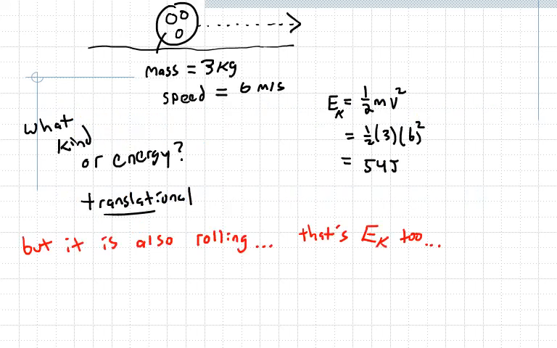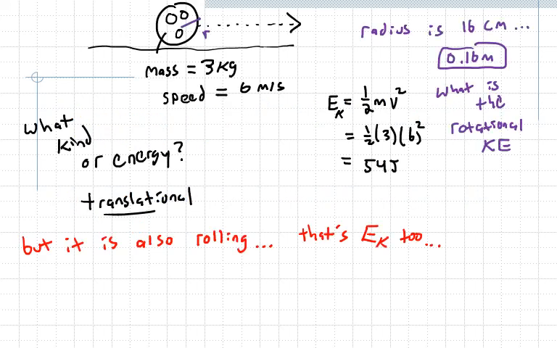So we can get the rolling energy. Let's say that the radius is 0.16 meters. The sphere is 2/5 mr squared. And we can get the energy there. So yeah, go ahead and pause the clip. Calculate the rotational kinetic energy. And when you're ready to check, you can hit play to continue.